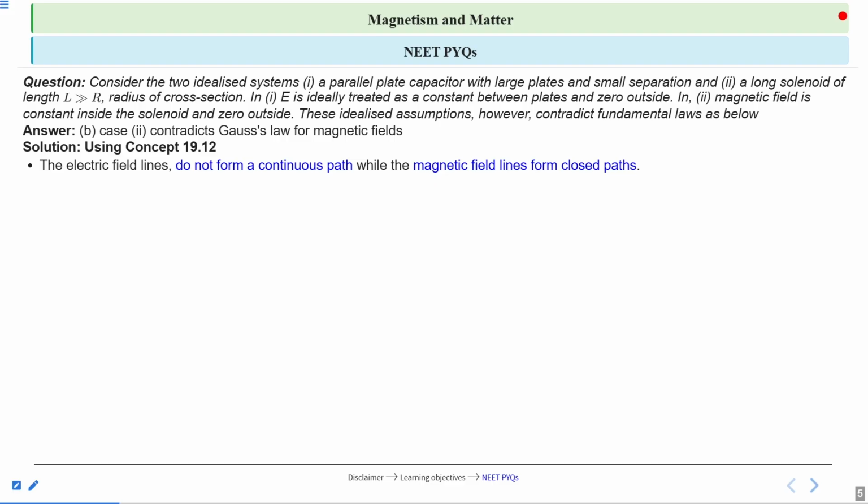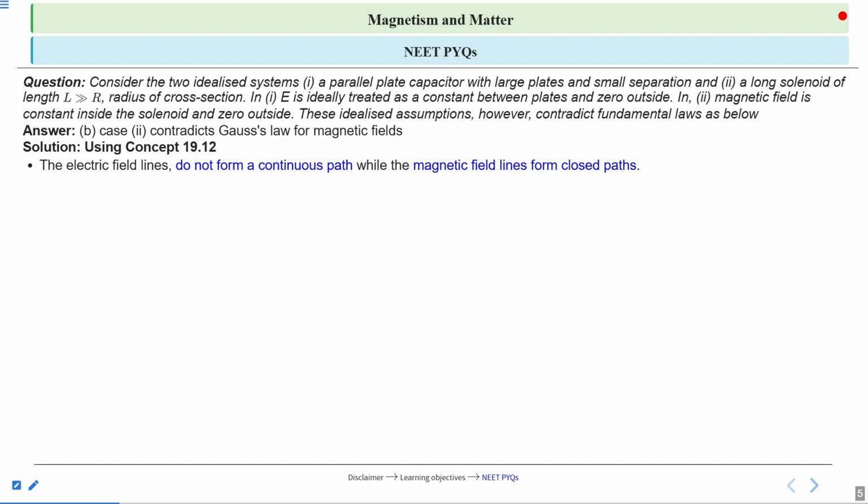And in case 1, it is written that electric field is ideally treated as a constant between the plates because separation between the plates is very small. So fringing can be neglected, and electric field is constant between the plates of the capacitor. It is known. Okay, it is from positive plate to negative plate and zero outside. We have seen in the capacitor that electric field only exists in between the plates of the capacitor and zero outside. Okay, but magnetic field lines form closed loops.